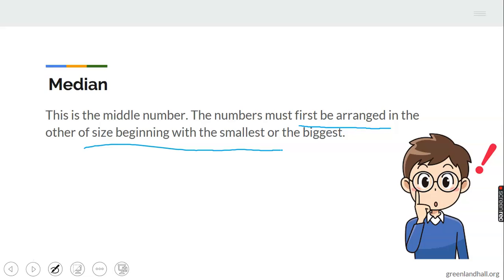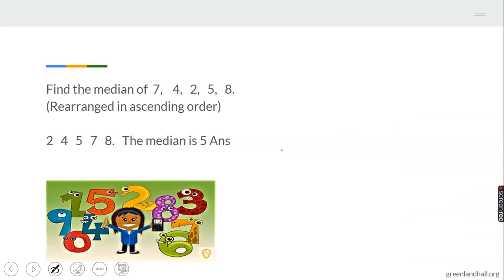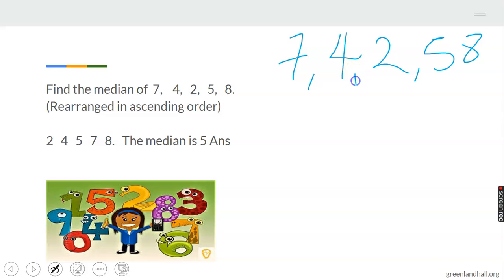There's a trick to this. You have to understand if it's an even number or odd number. Alright, but for today, let's dwell on this aspect now. Find the median of 7, 4, 2, 5, and 8. What did I say we'll do first? We rearrange the numbers from small to big.